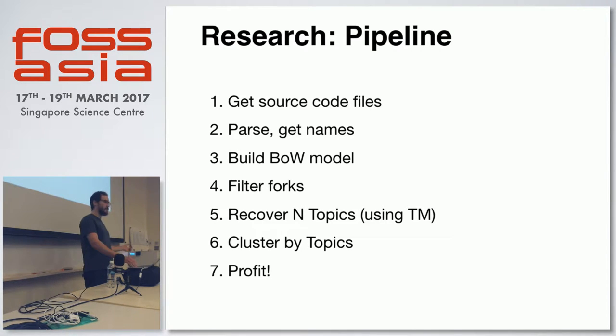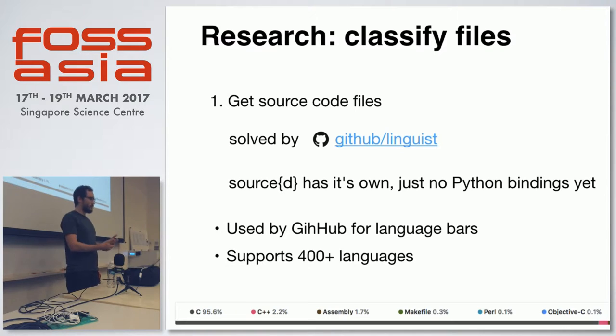I'm going to go through the steps one by one very briefly and describe which open source tools we use and which we built ourselves. The first thing is we fetch the repositories, and then we classify source code files using a tool open sourced by GitHub, the same tool used to build these bars with the languages, called linguist. We have our own internal implementation, which is more efficient and written in Go, but we use the Ruby one here, and it supports 400 languages.